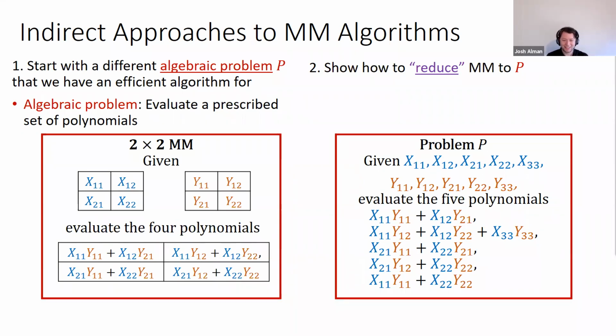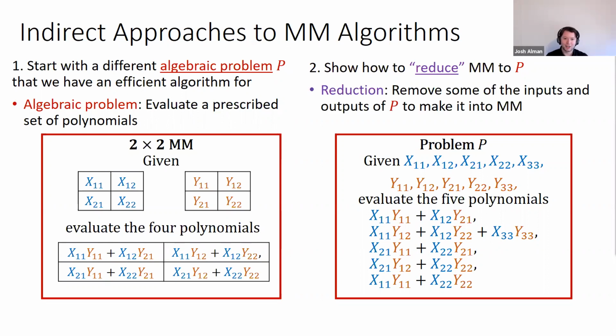But anyway, these are the problems I'm talking about. And then what do I mean by a reduction? The notion of reduction that I'm going to use today, and in fact that all the best known algorithms for matrix multiplication use, is actually a really simple notion. We'll reduce from a problem P to matrix multiplication by just removing some of its inputs and some of its outputs to turn it into matrix multiplication. So let me give you an example with this problem P I wrote over here.